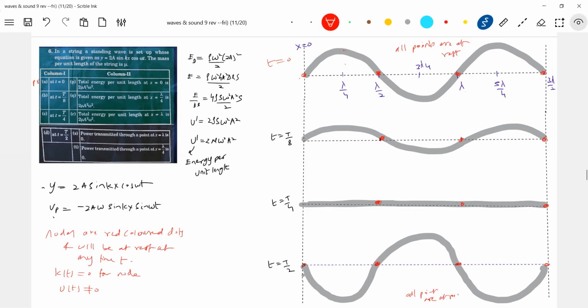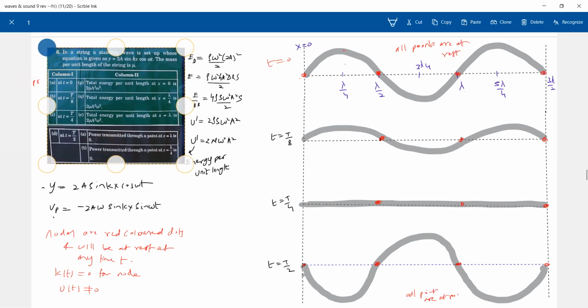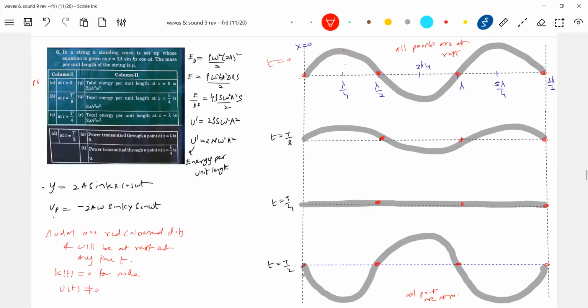Power transmitted through a point at x equal to lambda is 0. What to say here? Power is telling. What do you mean by power? Force into velocity. Of course, tension will be non-zero, but what about velocity here? Node will be always at rest, no? So this is not possible. So it will be in fact 0. So S, I'll take it. Let's have a space. So PRS.